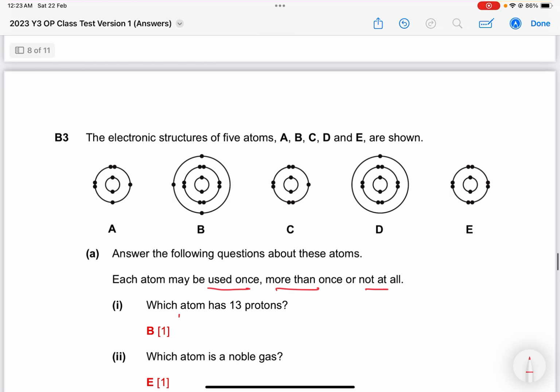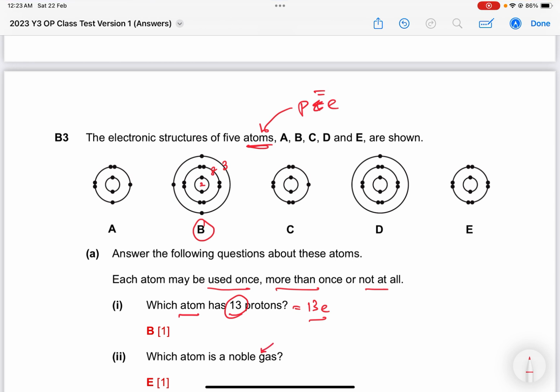So first one, they say which atom, so singular, so I'm looking for one, has 13 protons. Because all of them are atoms, you know the protons must be equal to the electrons. Okay, protons must be equal to electrons. So if I want it to have 13 protons, it must have 13 electrons. So which one has 13 electrons? Answer is B. So 2 in the first shell, 8 on the second shell, 3 on the third shell. So therefore it's 13 electrons.